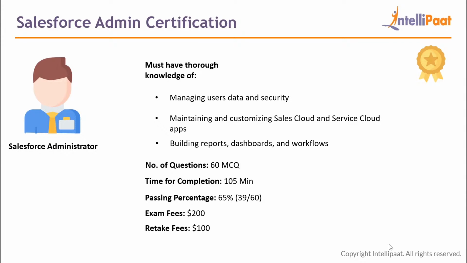So starting from number of questions, it has 60 MCQ to answer, and the time for completion that you get is 105 minutes, and the passing percentage is 65. That is, you have to solve 39 questions correctly out of the 60 questions that are provided, and the exam fees is $200. And if you fail to clear the certification exam in the first attempt, then the retake fees is $100. That means you have to pay $100 again to retake the certification exam.